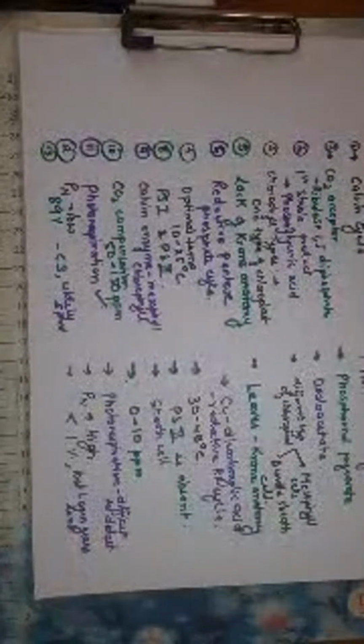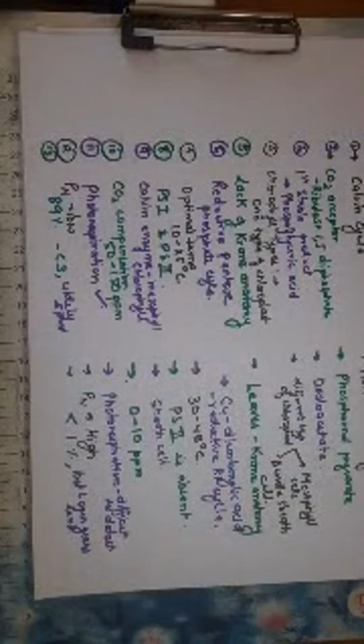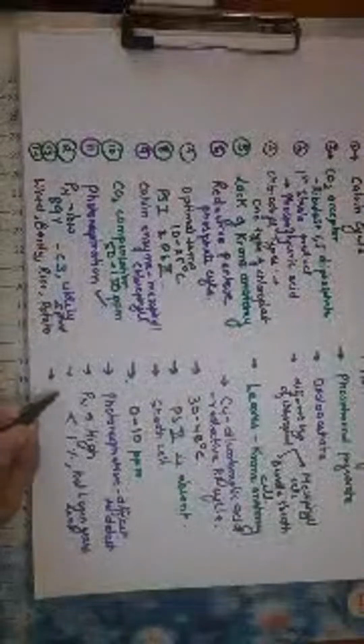And the last difference between the C3 and the C4 plant is the example. So we are trying to learn the example. Rice, potato, these are examples of C3 plants, whereas maize, millet, sugarcane.